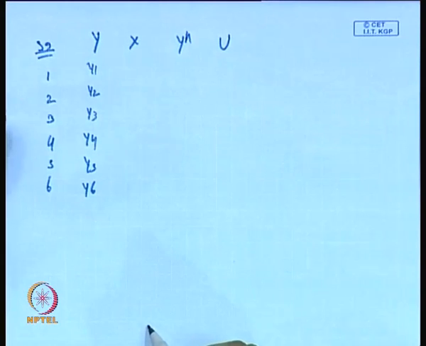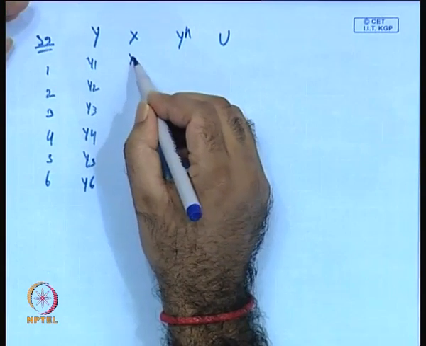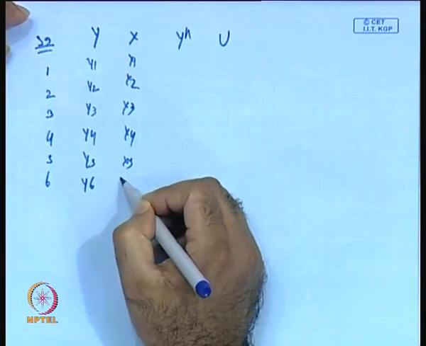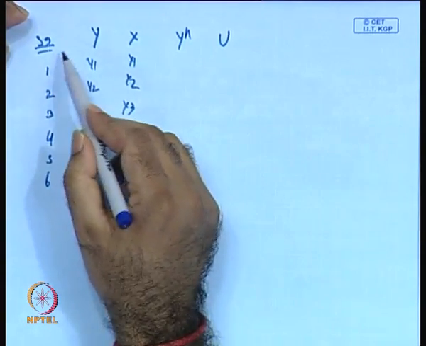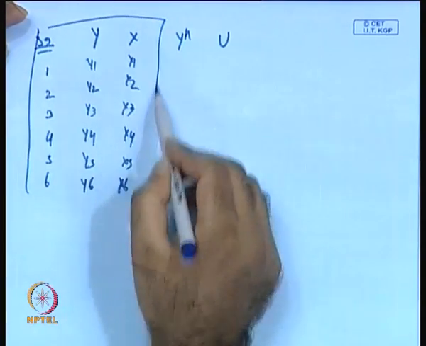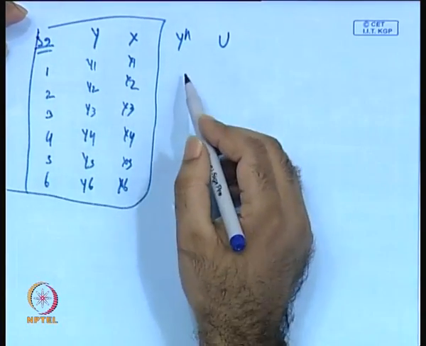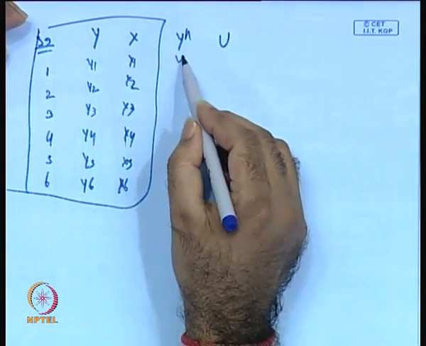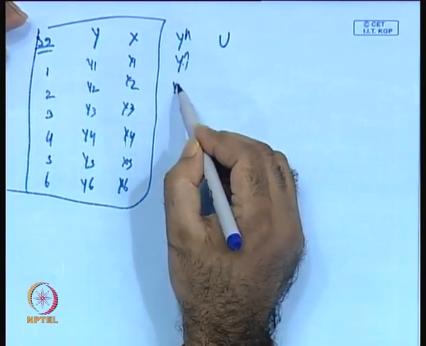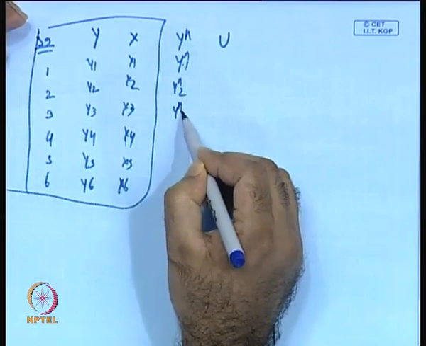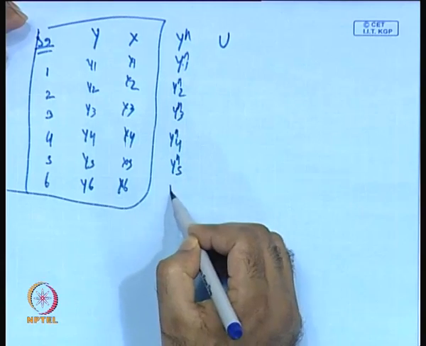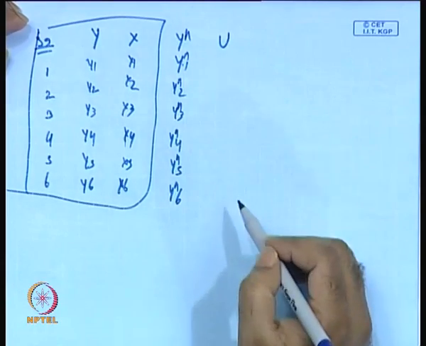Similarly x can be analyzed: x1, x2, x3, x4, x5 and x6. Initially you have this much information only. By the process we will then get y head. The way we are writing y and x, obviously y head 1, y head 2, y head 3, then y head 4, y head 5, y head 6. So this is how you have to derive it.